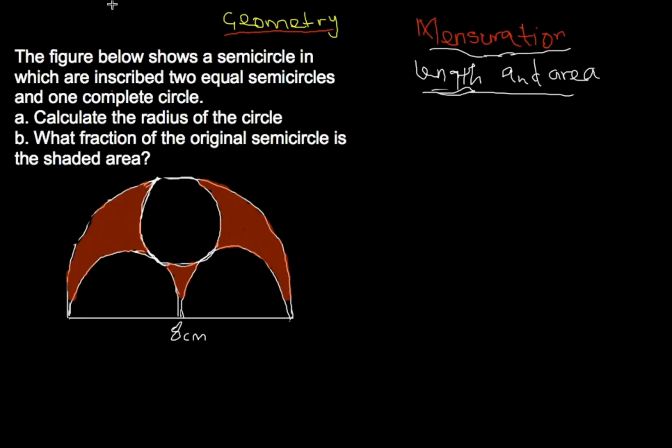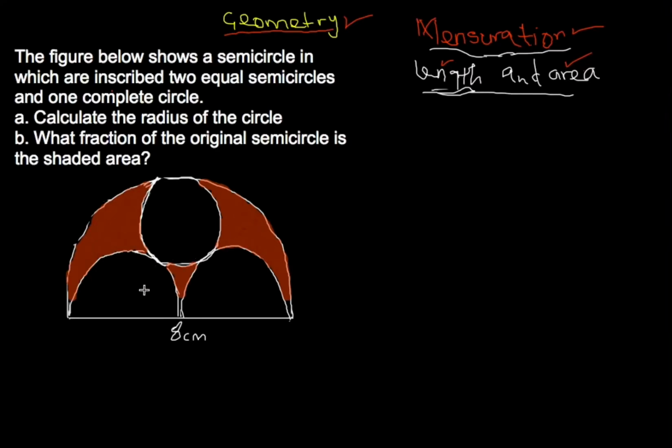So the topic now is from geometry. Geometry is simply about shape. Under geometry, the subtopic now is mensuration. Mensuration is like measurement, so basically we are measuring length and area. So the question goes like this: The figure below shows a semicircle in which are inscribed two equal semicircles and one complete circle. Calculate the radius of the circle.